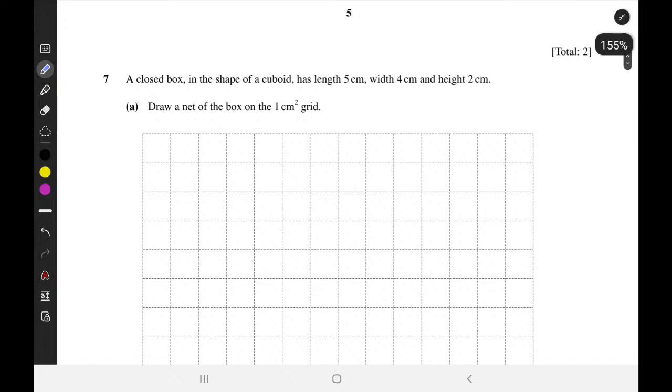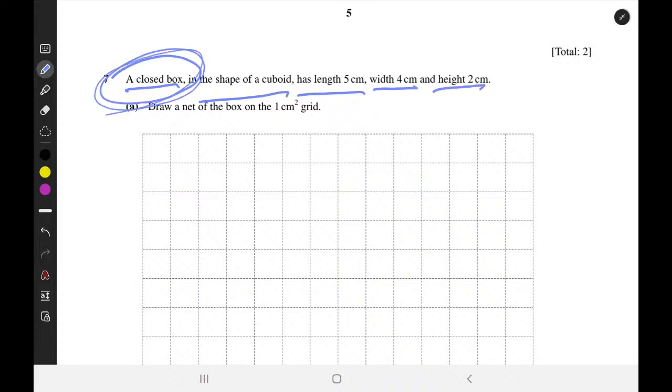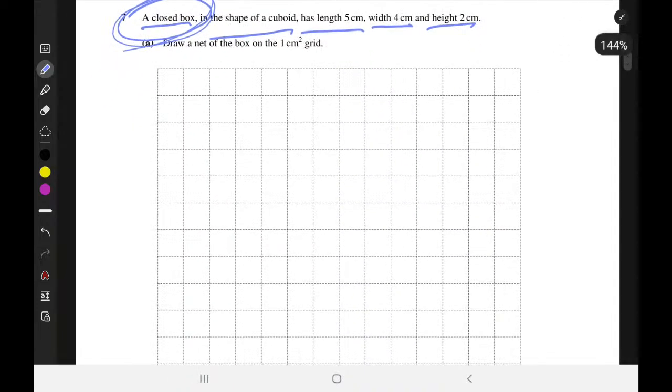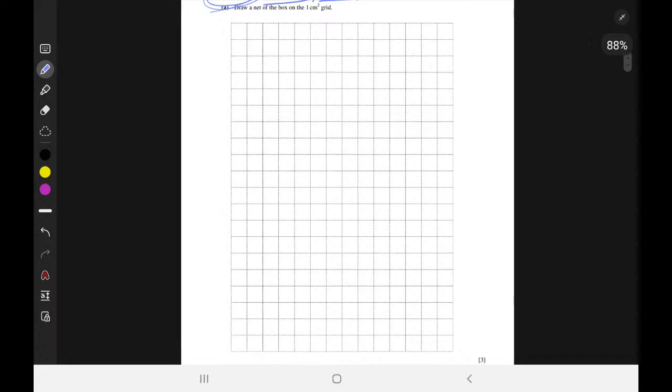Okay, again, nets. So a closed box in a shape of cuboid has length 5 centimeter, width 4 and height 2. Now what is it? A closed box. That means the upper part is also there, and it's a box. That means it's a cuboid. So one of the easiest nets you can make in your life. Now what's important here is that it's quite a big graph paper they've given us.